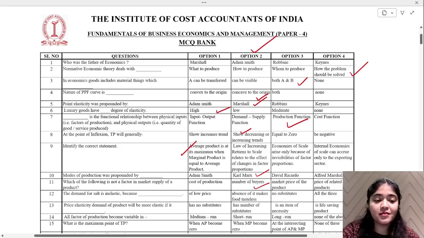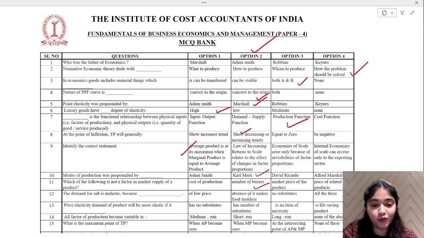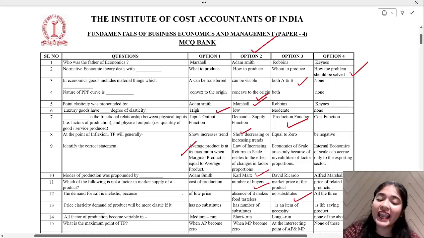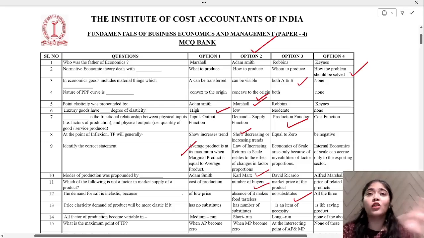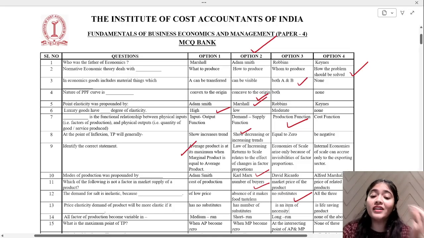Correct. The demand for salt is inelastic because, why is demand of salt inelastic? Because there's no substitute. What are you going to put in your food? Right? No substitutes. You can't replace it with anything. Also, you say rock salt, etc., but salt is only the type, no? The variations will be there, but salt is irreplaceable. No substitutes at all.